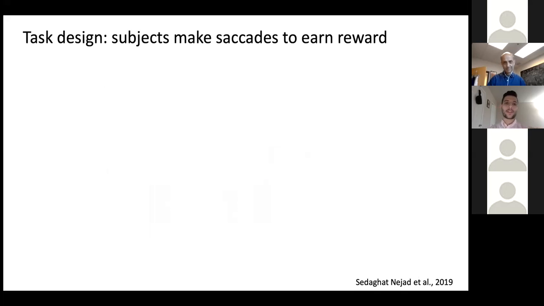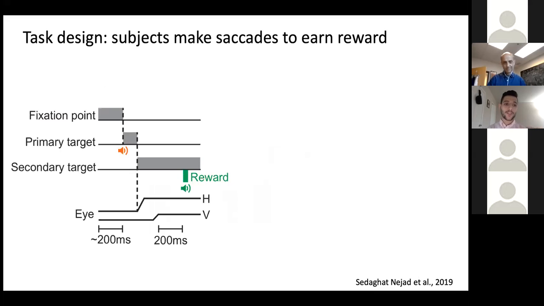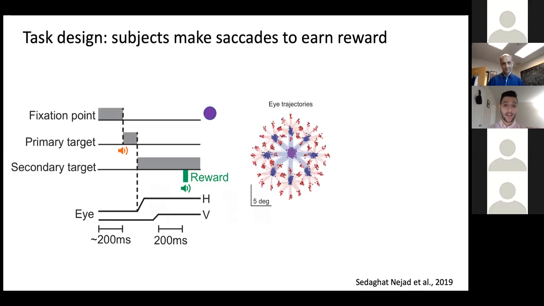So here's a little bit about the task design, basically what the animals do when they're seated in this chair and performing our experiments. First, animals begin by fixating on a central target. We present them with a secondary target from fixation that they then have to saccade to. And when we detect the saccade, we jump that target to a third target on the screen. And you can see this in the eye trajectories plot that I have on the right for you.